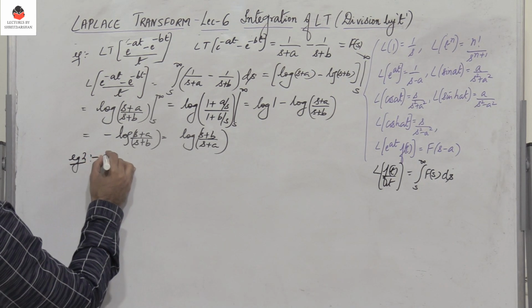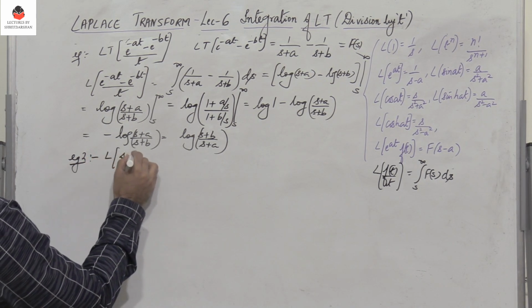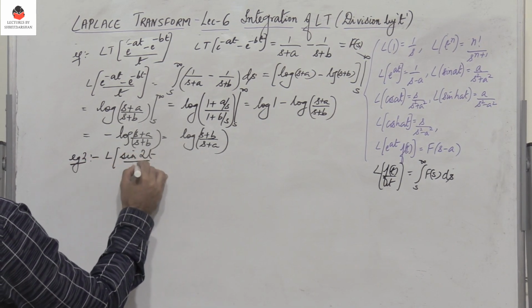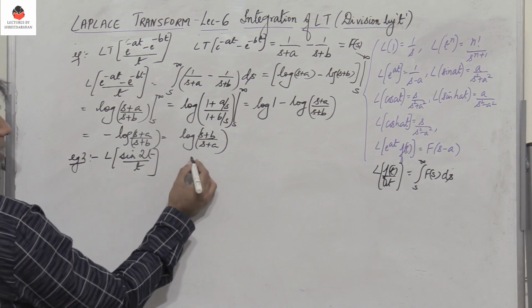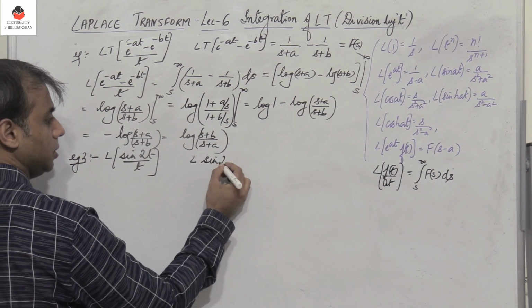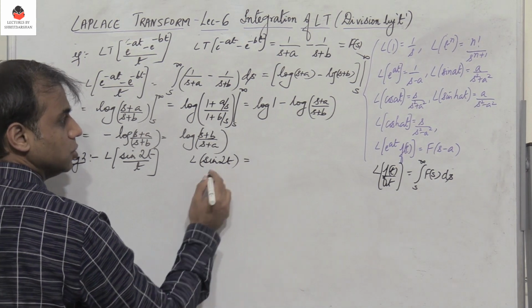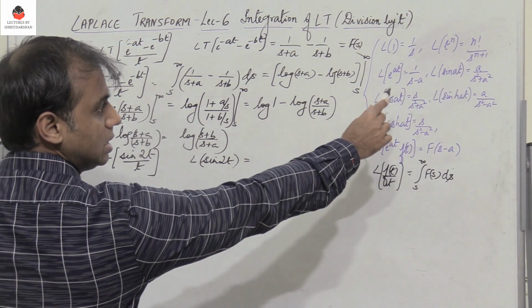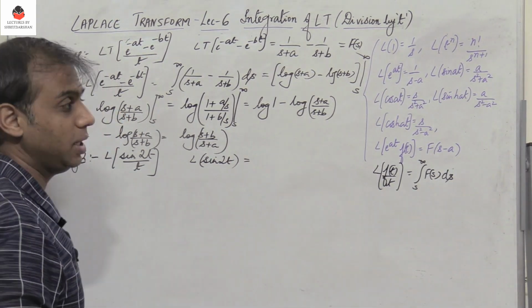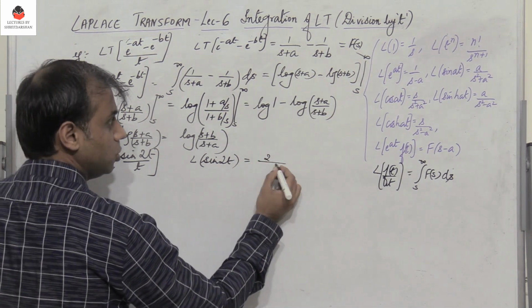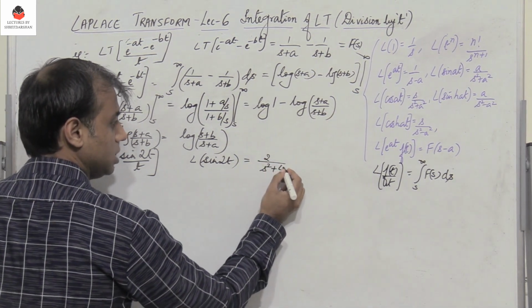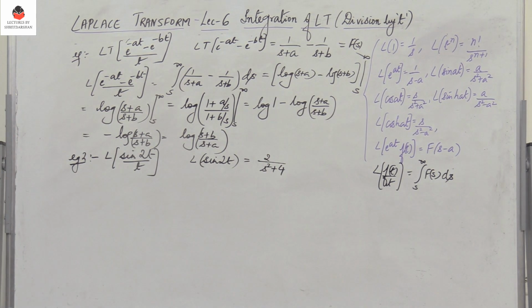Example 2. Find the Laplace transform of sin 2t by t. So again, first find the Laplace transform of sin 2t. Here a is 2, so the Laplace transform of sin at is a divided by s square plus a square. So it's going to be 2 divided by s square plus 4, or 2 square.